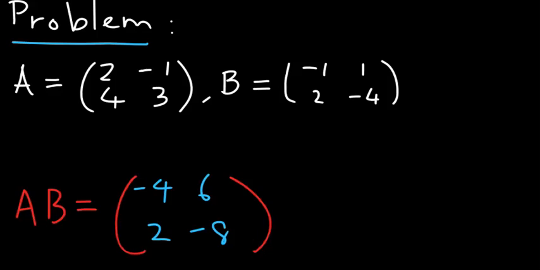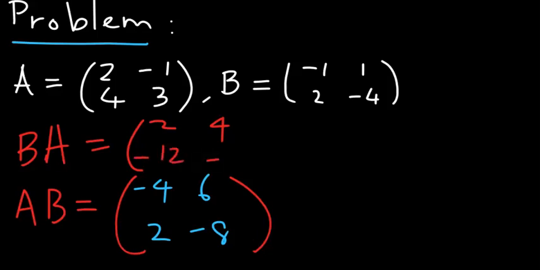So this is how matrix multiplications are generally done. Doesn't matter what the size of the matrices are. Here we will invite the viewers to work out the multiplication of these matrices in reverse. We'll give you the answer. It's going to be 2, 4, minus 12, minus 14. And as you can see, BA is not the same as AB as we have discussed previously.